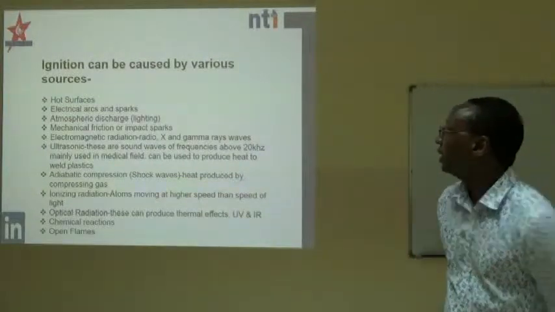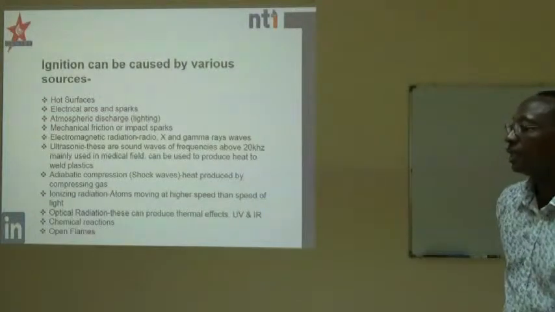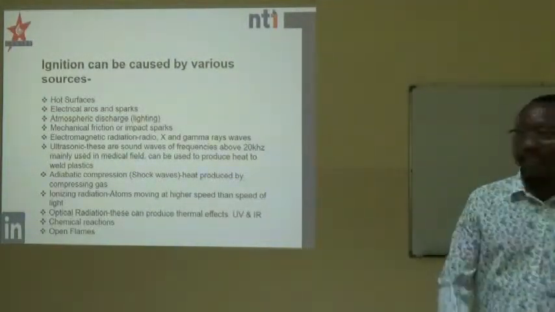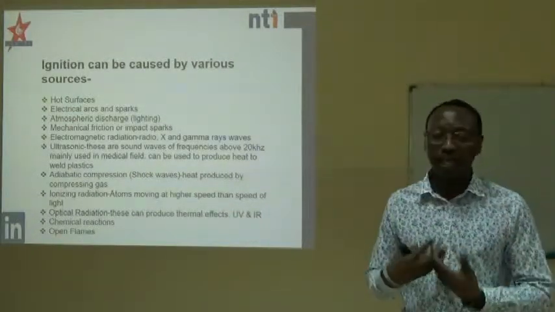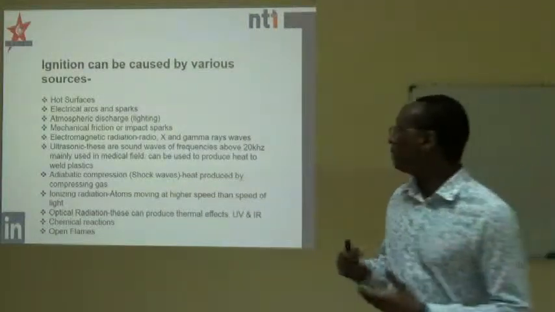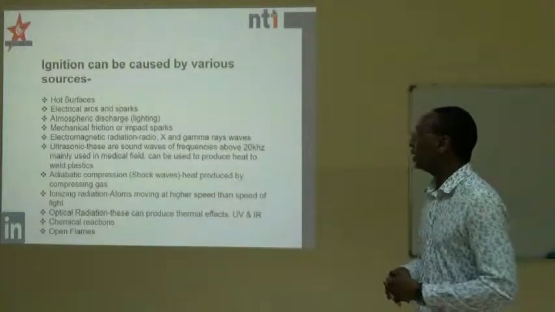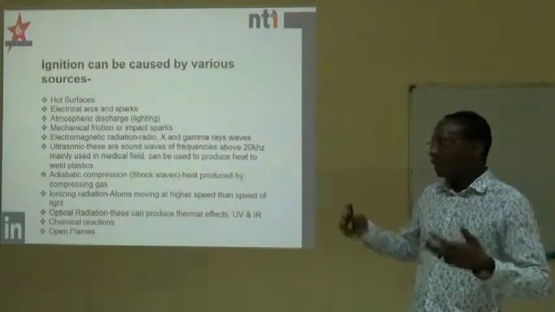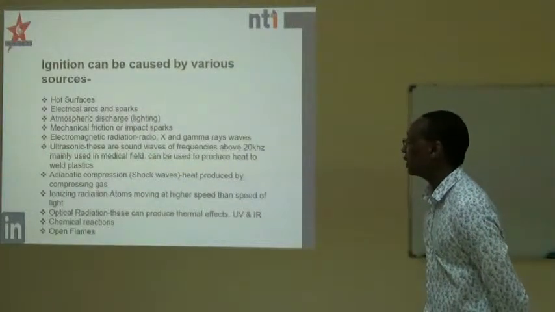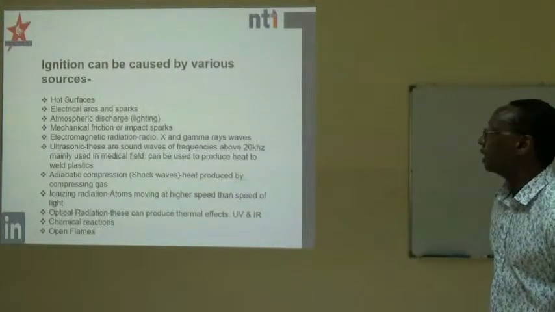Let's look at the ignition sources. Hot surfaces. Hot surfaces can come in different forms. They can be as a result of electric motors running, generators running. Every time electrical equipment is operating, it produces heat, and therefore it becomes a hot surface, which can be a source of ignition. The pipes, when they are too hot, can also be sources of ignition. The next thing we can look at is electrical arcs and sparks.